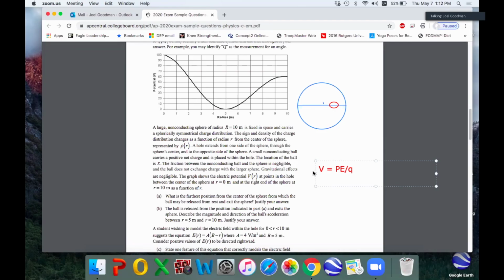I think I better show you something else too. Voltage is equal to that potential energy, which could be considered a work per charge. You could also consider it to be a force times a distance per charge.